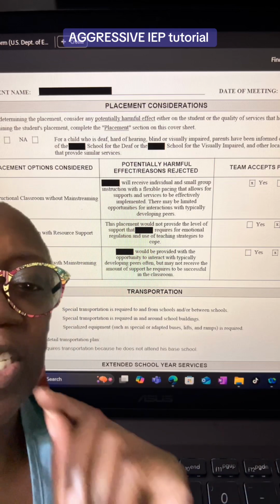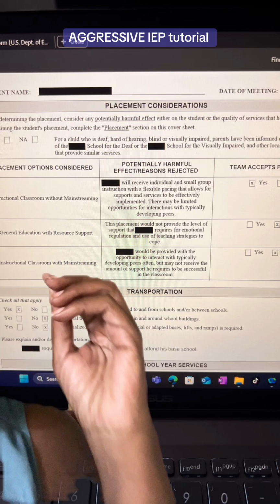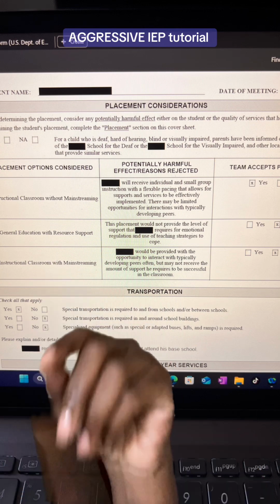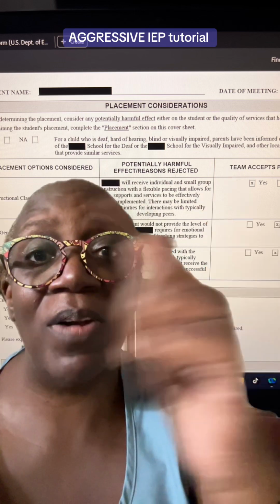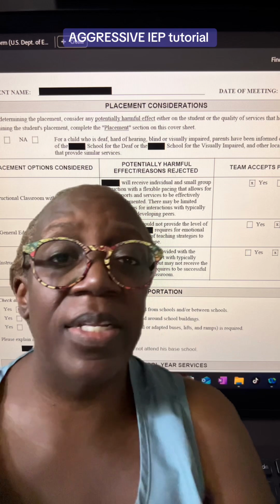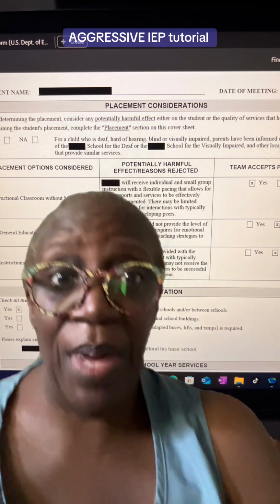We're getting to the end. This is placement, least restrictive environment. It's going to tell us where our child will be. Will they be in general ed? Will they be in self-contained? Why? They need to explain why they're not going to be in general ed. And all of this section needs to be looked at by you too.